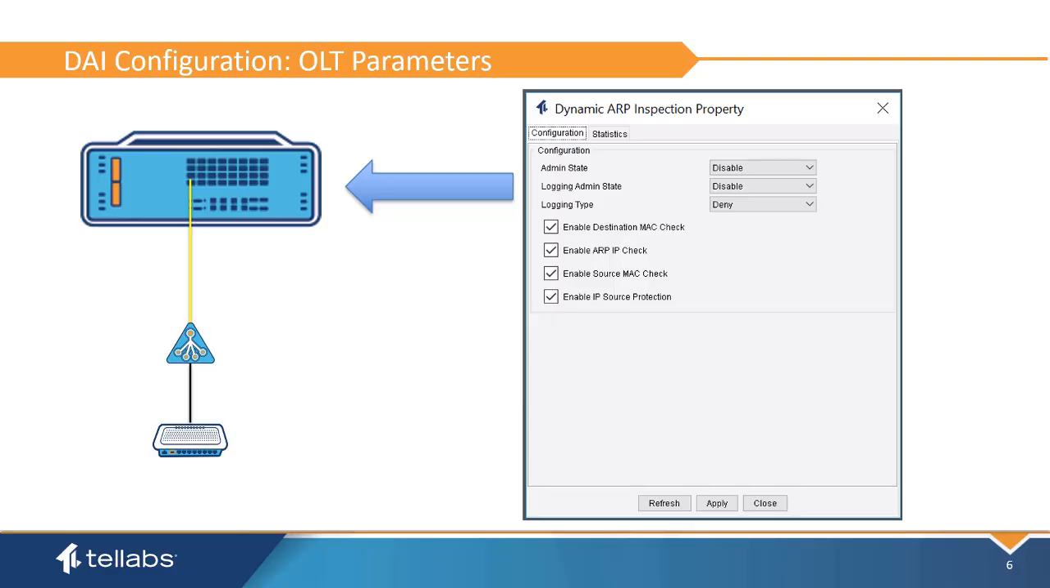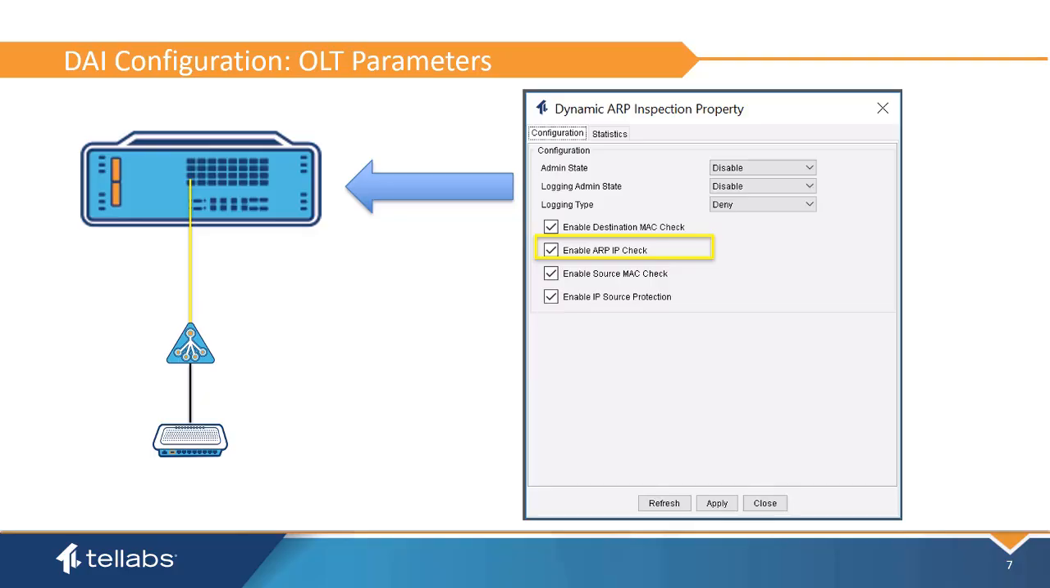And both will log both permitted and denied ARPs. Typically, you should only log denied ARPs unless debugging a situation. Logging all permitted ARPs can cause logging of hundreds of events per second. Enable Destination MAC Check ensures that the destination MAC of the Ethernet header agrees with the target MAC in the ARP body of ARP responses. This should typically be enabled.